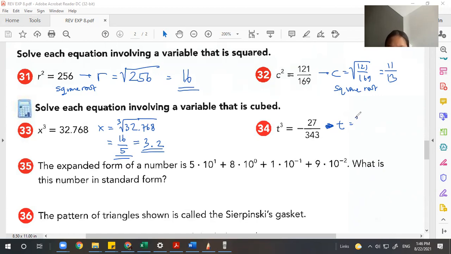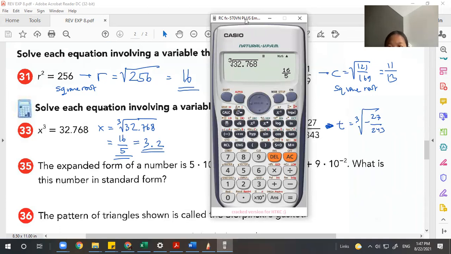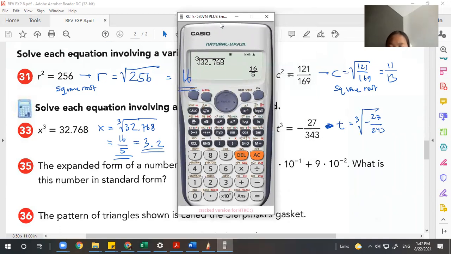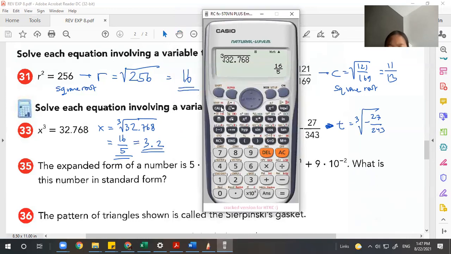So t is cube root of negative 27 over 243. The calculator used is also the same. Okay, here the negative. Where is my calculator? Here. So cube root again. You press shift. Put the negative here. It's a negative sign. You can choose either this or this, up to you. Can you see my mouse? I can see it.